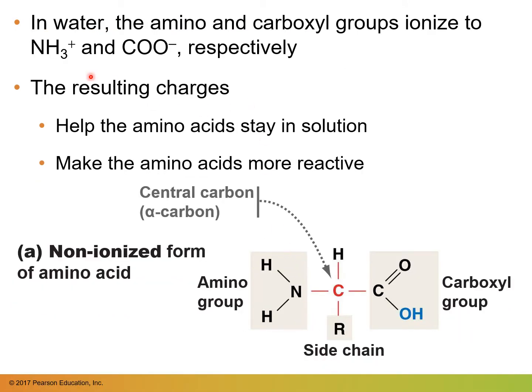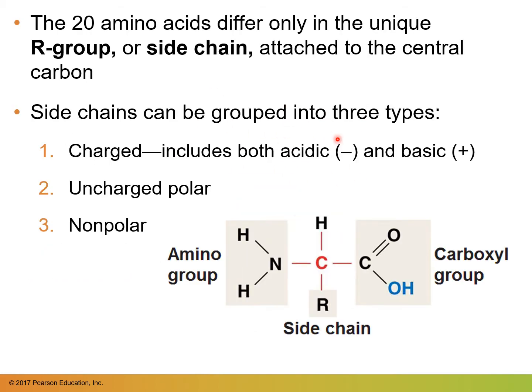Skipping through, we have some examples here of additional structure. Remember that I said we have that central carbon, and these structures here, the amino group and the carboxyl group, are going to be helping amino acids to stay in solution and to make amino acids more reactive. These are having partial charges. Remember that we are having a polar covalent bond here. That's why you have these partial charges, and these partial charges are going to cause these different characteristics of this amino acid.